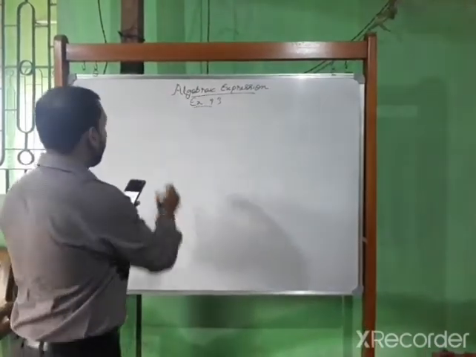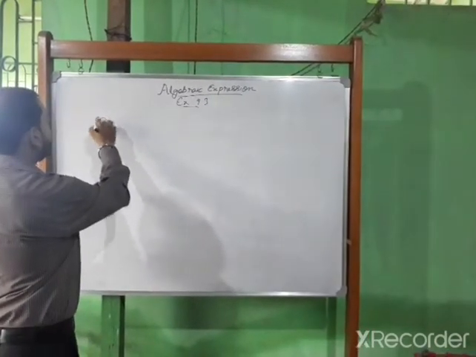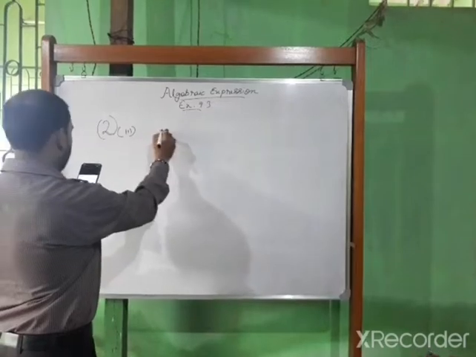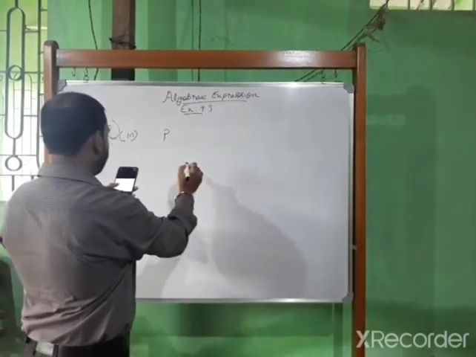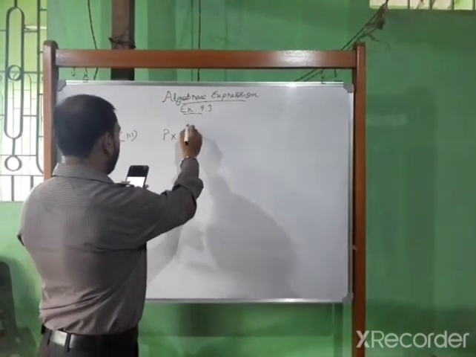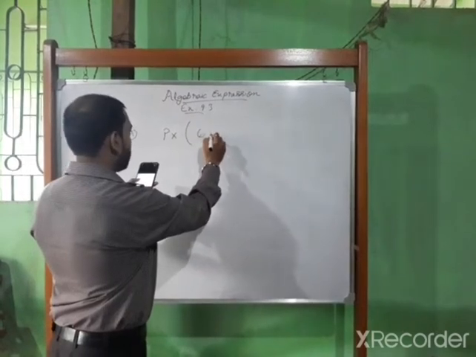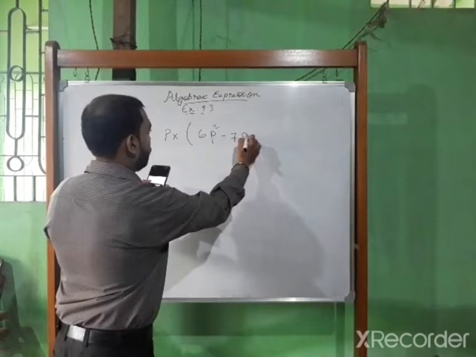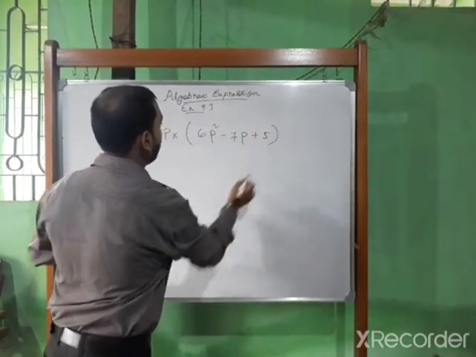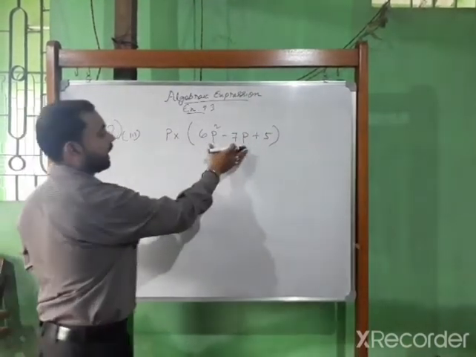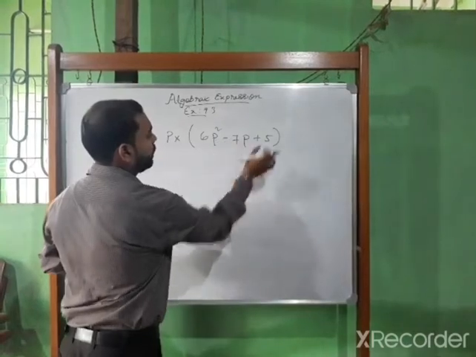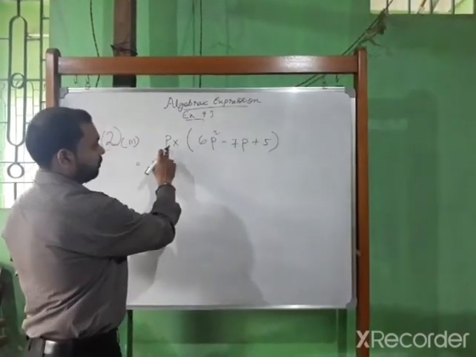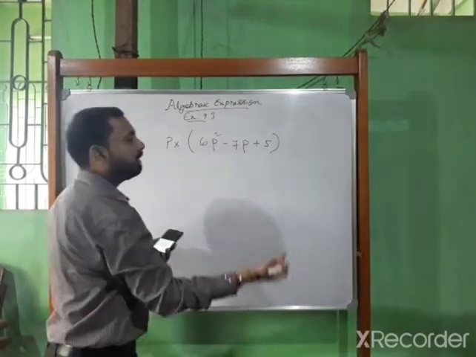Let me solve one more question from question number 2. Okay, so let me take number 3. So the first expression is p. P is multiplied with 6p square minus 7p plus 5. Again the question is same. This is a monomial, and the second expression is a trinomial. Three terms are there. So let us multiply. Let me go in details.